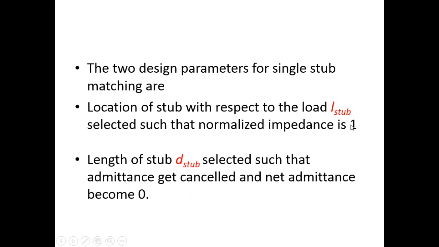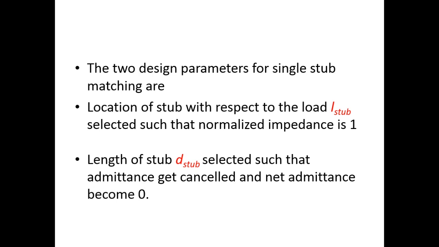And at that point the admittance value can be plus or minus jB, a random value. So those points will be 1 plus or minus jB. So the length of the stub should be selected such that this net admittance gets cancelled. So the net admittance should be 0. That is the basic logic. For perfect impedance matching, it should be 1 plus j0.